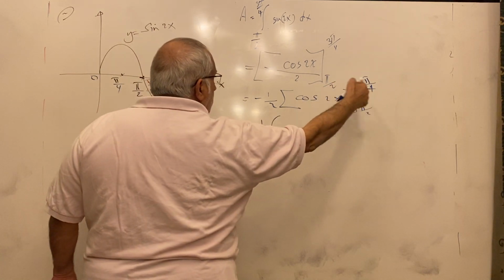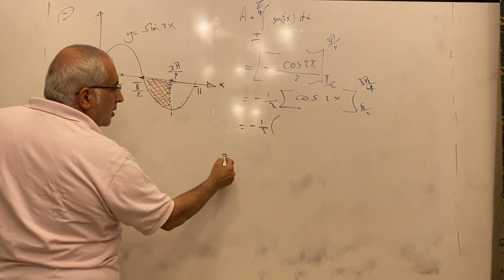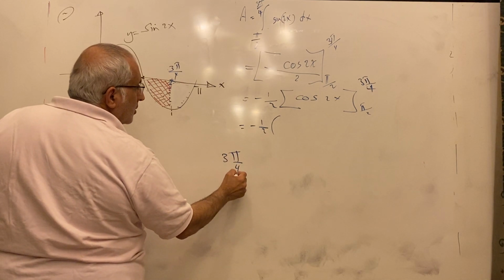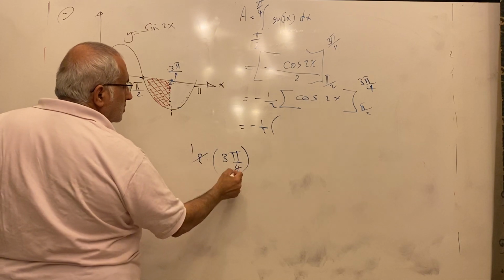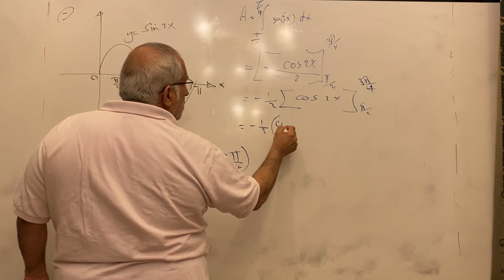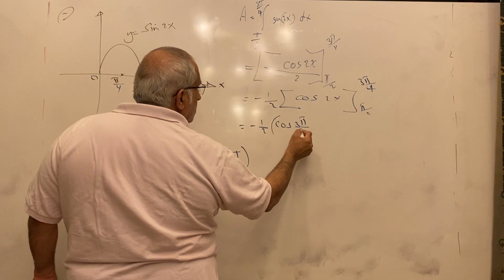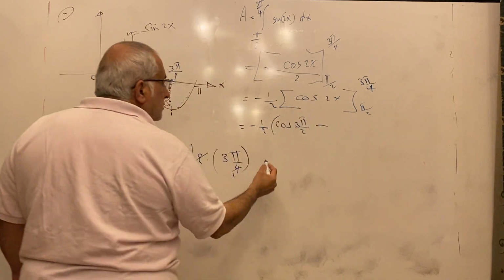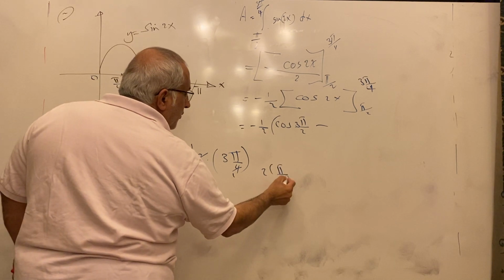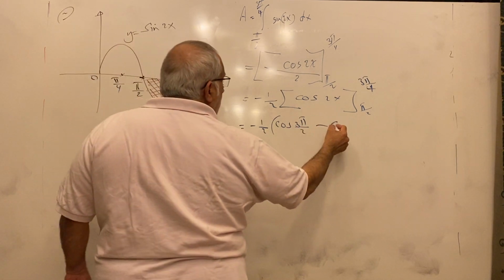3 pi over 4 times 2. Look, 3 pi over 4. We substitute for the x. Times it by 2. It's 3 pi over 2. So what's cosine 3 pi over 2? We'll do it in a minute. Minus, plug this one there. 2 times pi over 2. So cosine pi.